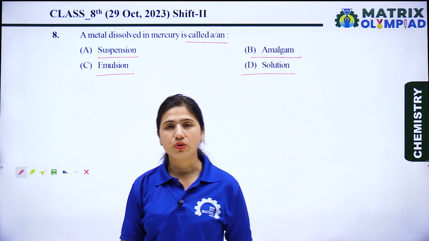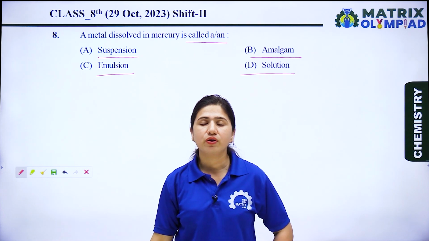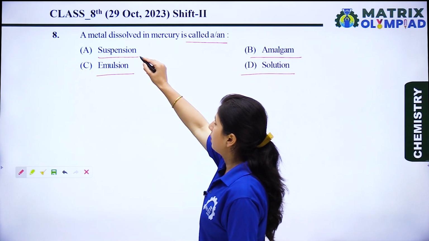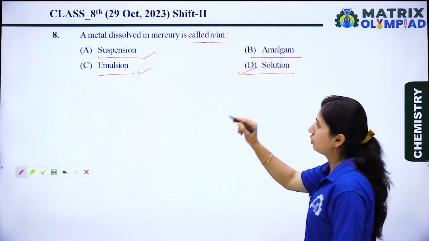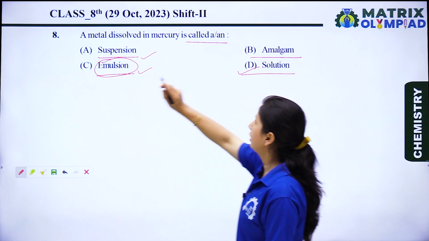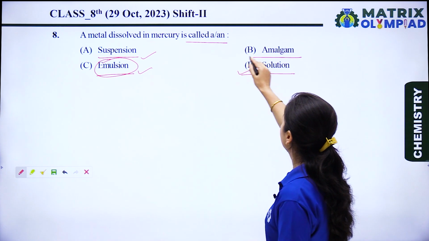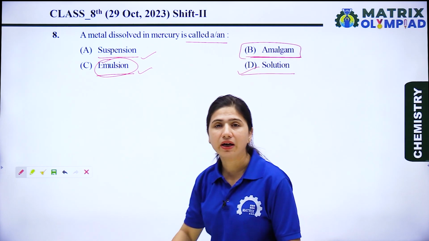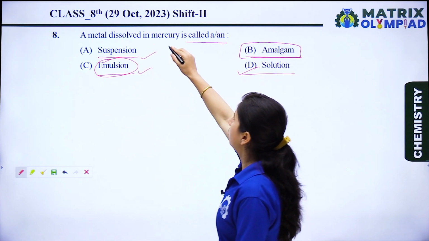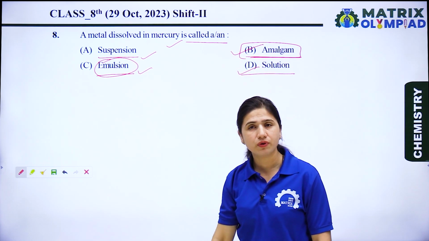There are 3 types of solution: true solution, colloidal solution and suspension, and they are classified on the basis of the size of particles. Emulsion is a type of colloidal solution. So suspension, emulsion and solution are all types of solutions. But when we dissolve metal in metal, they form alloys, and when we particularly dissolve any metal in mercury, it's called amalgam. So option B is the right option for this question.